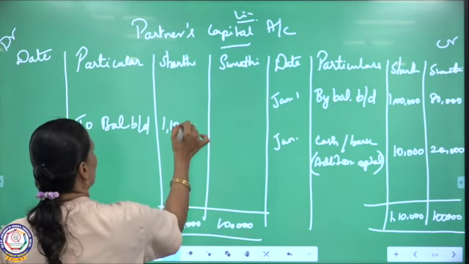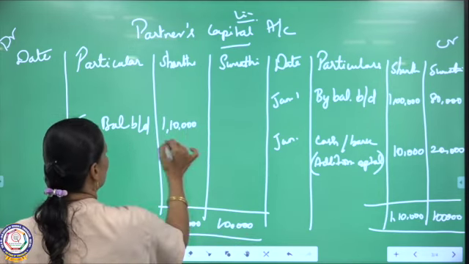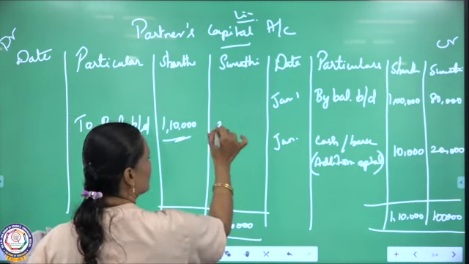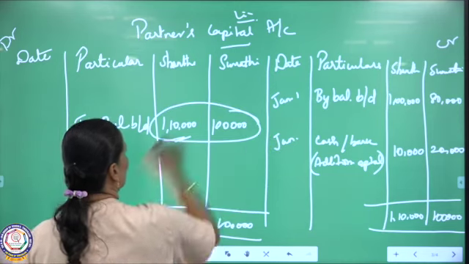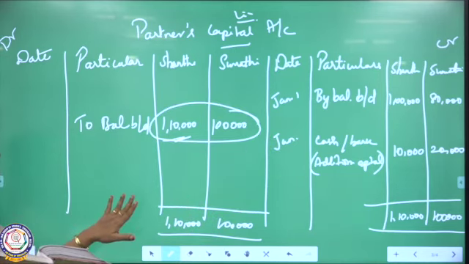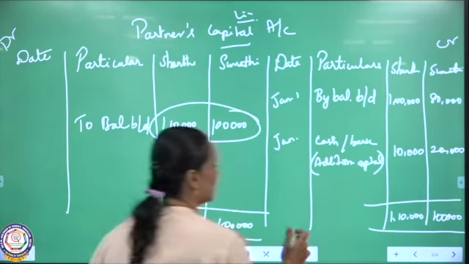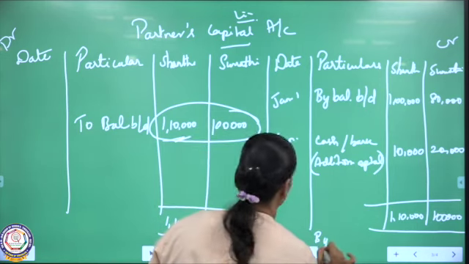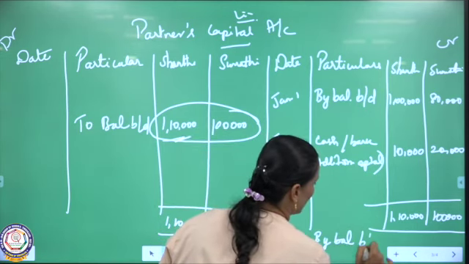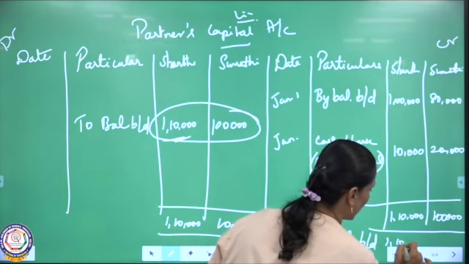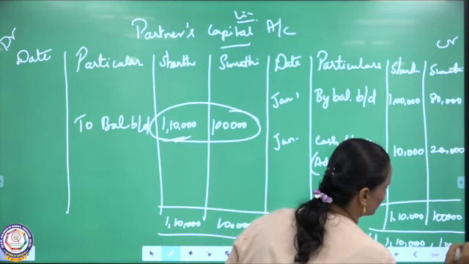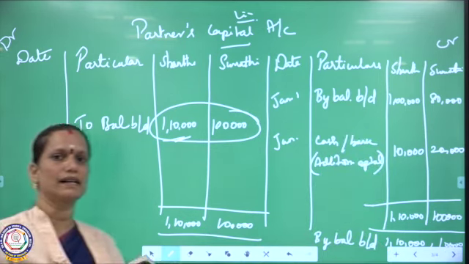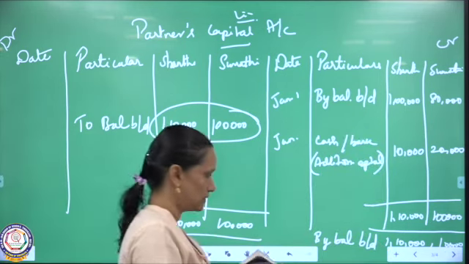Here they didn't give any amount, that's why I am writing here. This is the closing balance, okay, you have to bring it here. By balance brought down, 1,10,000 and then 1 lakh. Okay, do you understand, children? Copy this.